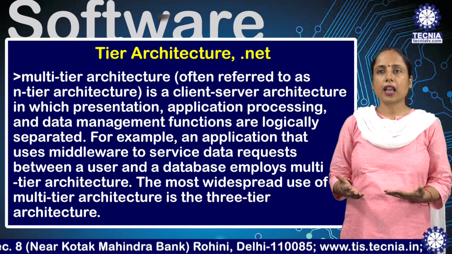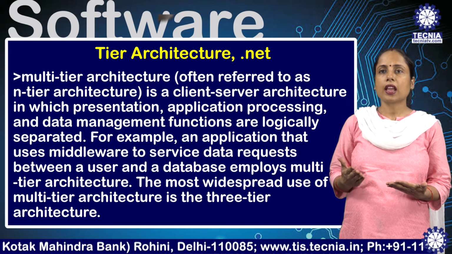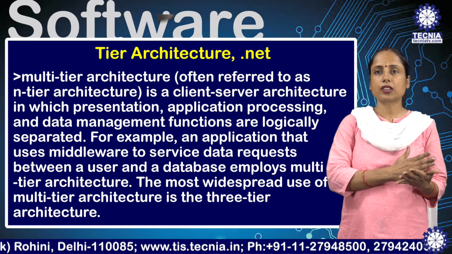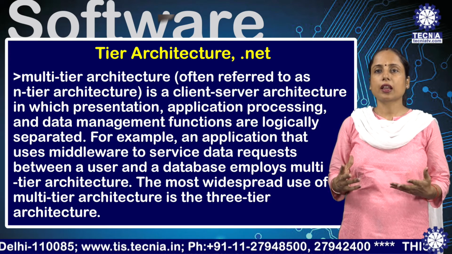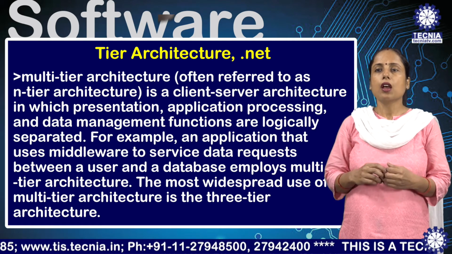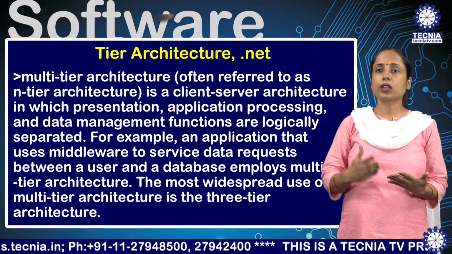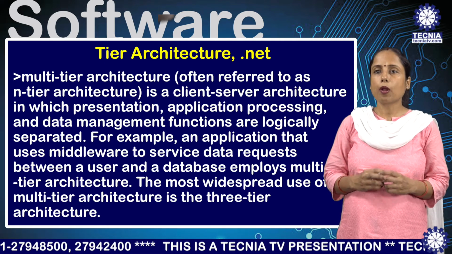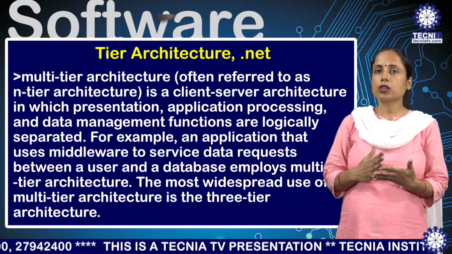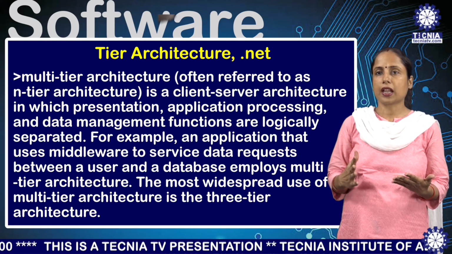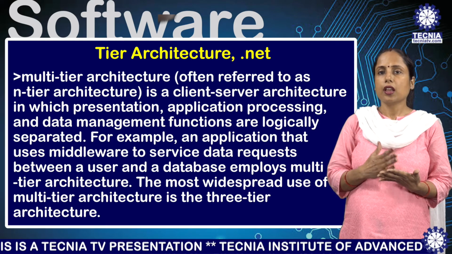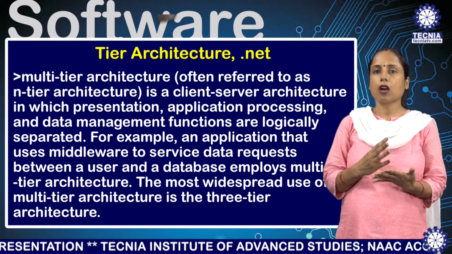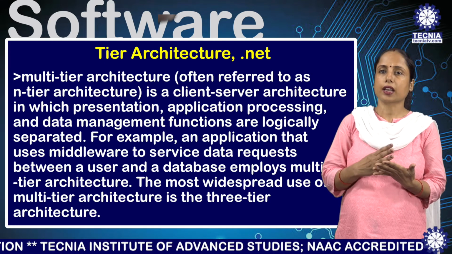Next is multi-tier architecture. It is also known as n-tier architecture. It is a client-server architecture in which presentation, application processing and data management functions are logically separated. For example, an application that uses middleware to service data requests between a user and a database employs multi-tier architecture. The most widespread use of multi-tier architecture is three-tier architecture. A three-tier architecture is typically composed of a presentation tier, a business or data access tier and a data tier.